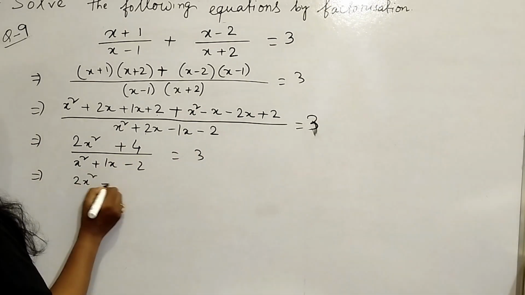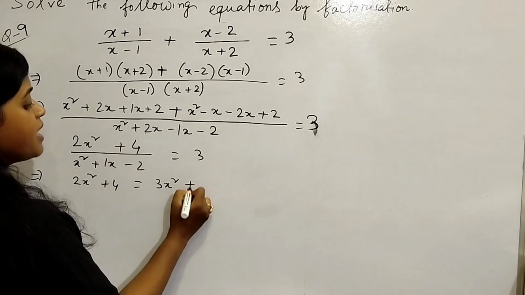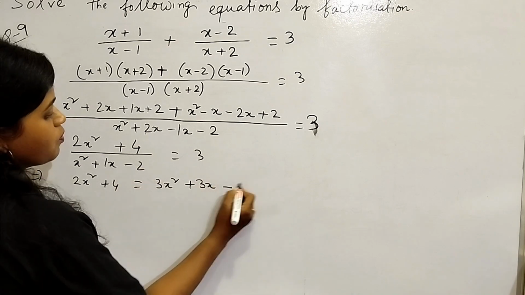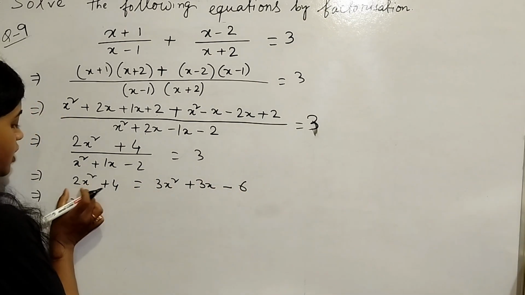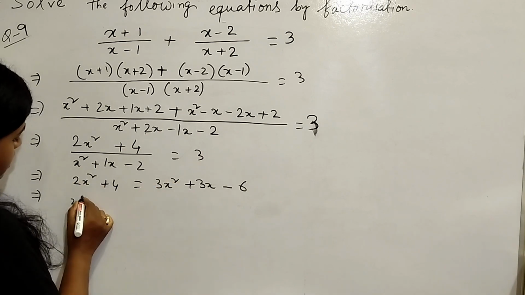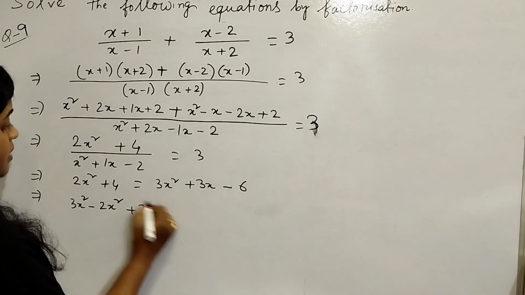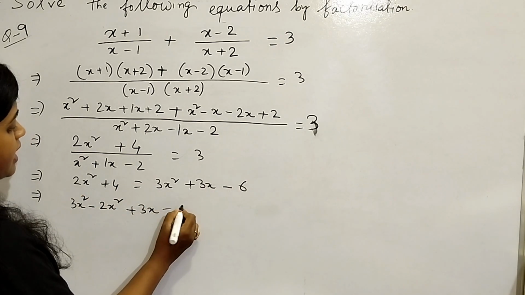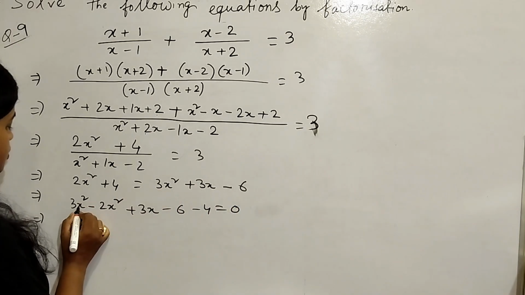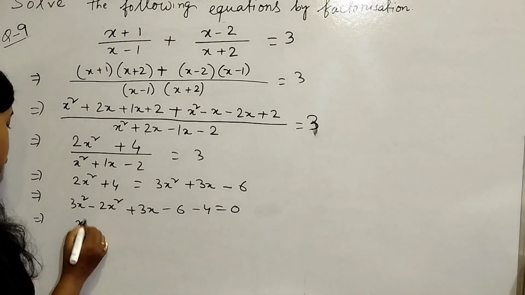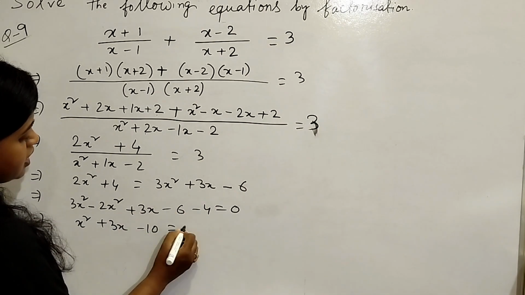So 2x square plus 4 equals to 3x square, 3 into 1 plus 3x, and 3 into minus 2 minus 6. Now, when we take 2x square to this side, this one becomes minus 2x square, and plus 3x is there. There is no x term, then minus 6 plus 4 becomes minus 4 on this side. So now 3x square minus 2x square becomes x square, and plus 3x minus 6 minus 4 becomes minus 10 equal to 0.